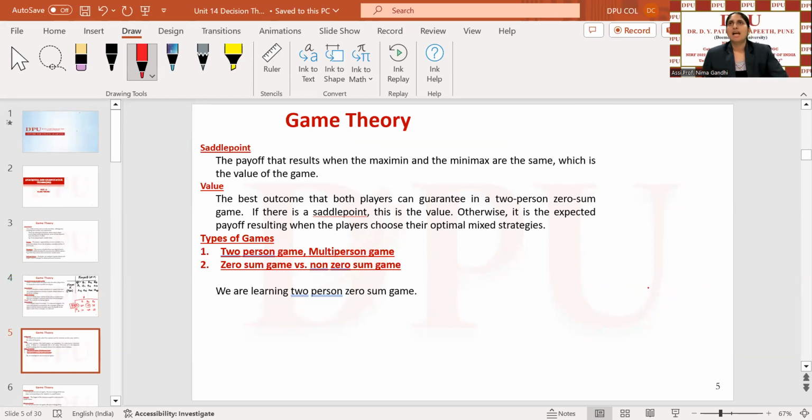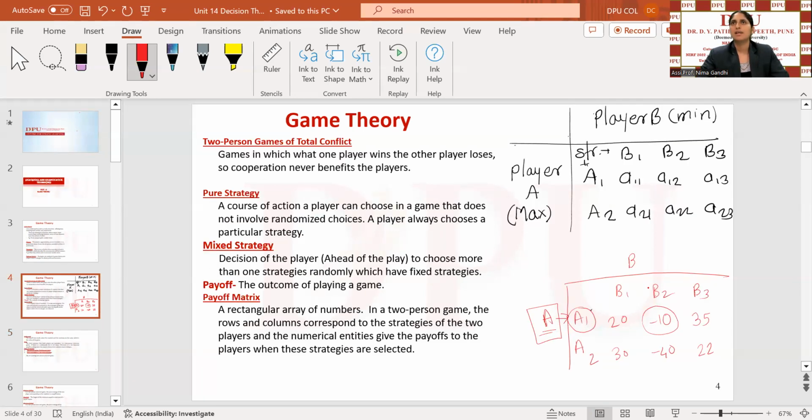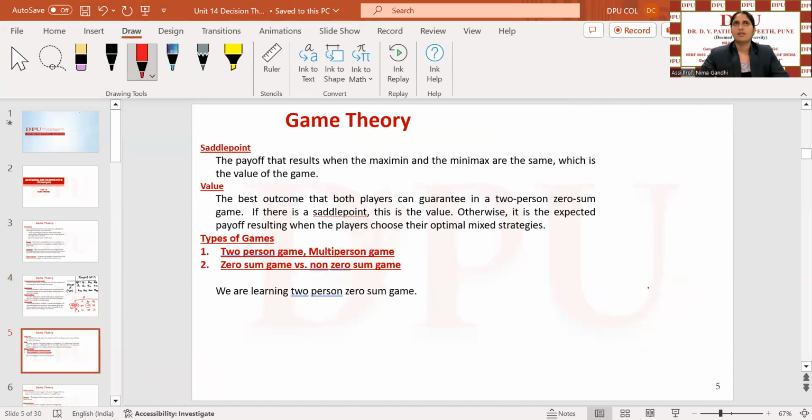So here in game theory, we have a saddle point. I think you have understood how the game theory matrix looks. You have two players, player A and player B. You are writing their respective strategies, and the payoffs are given. So you are finding out the saddle point.